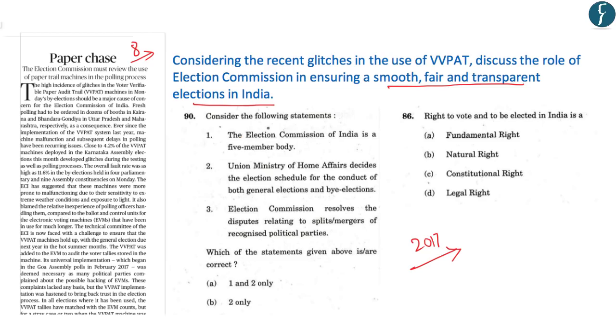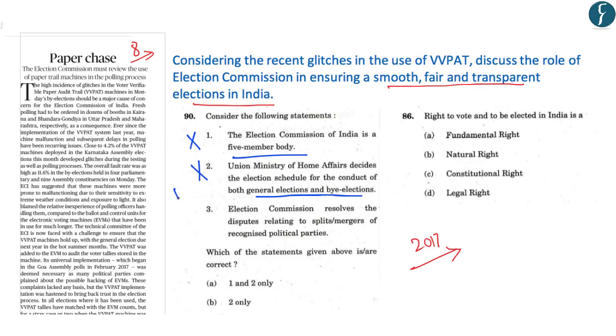It said, consider the following statements. The Election Commission of India is a 5-member body. No, this statement is not correct. The Constitution of India says that there shall be a Chief Election Commissioner and such other number of election commissioners as the President may decide. It then says, Union Ministry of Home Affairs decides the election schedule for the conduct of both general elections and by-elections. No, it is decided by the Election Commission.